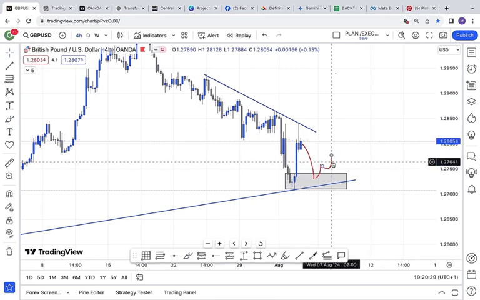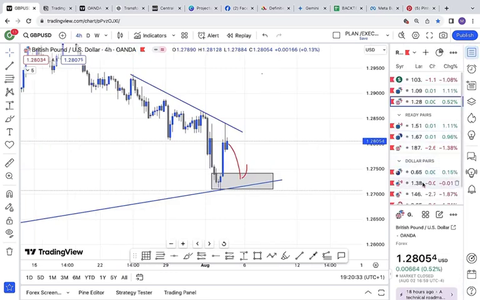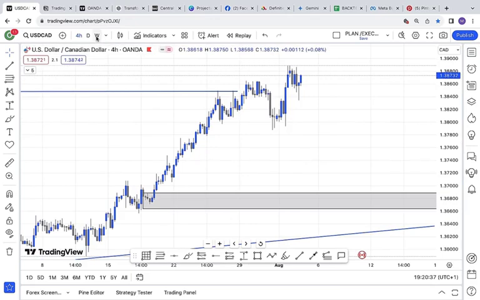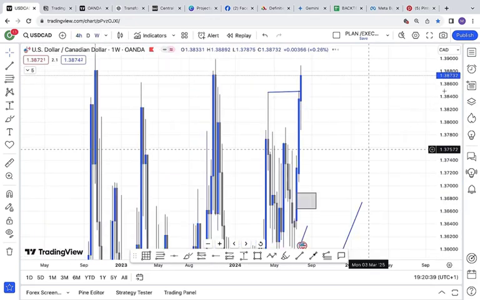Moving on to our next pair, we'll be looking at USD CAD, starting from the weekly time frame.